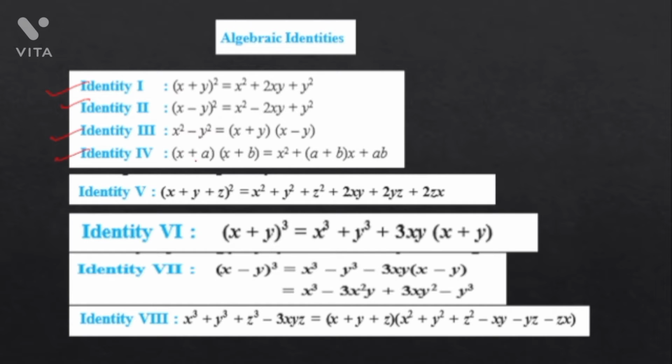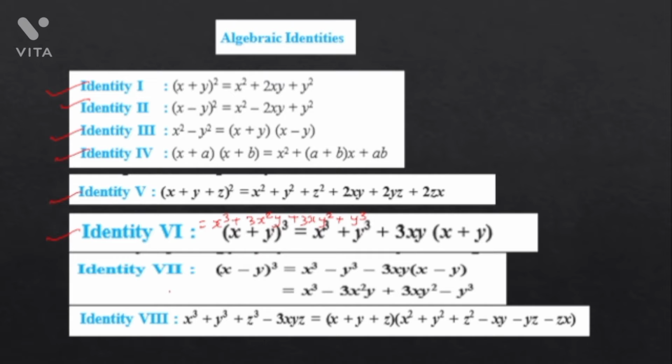Next, the fourth one, (x + a)(x + b) = x² + (a + b)x + ab. Fifth one, (x + y + z)² = x² + y² + z² + 2xy + 2yz + 2zx. Next, the sixth one, (x + y)³ = x³ + y³ + 3xy(x + y). Or you can also use it as (x + y)³ = x³ + 3x²y + 3xy² + y³.